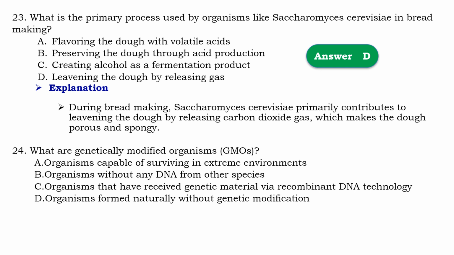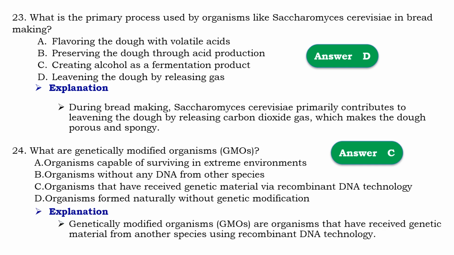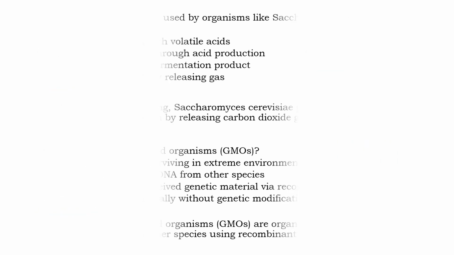Question number 24. What are the genetically modified organisms? Genetically improved የሆነ ወደ modified የሆነ organism ማለት ምን ማለት ነው? So the answer will be C. Organisms that have received genetic material via recombinant DNA technology. Means that genetically modified organisms are organisms that have received genetic material from another species using recombinant DNA technology.